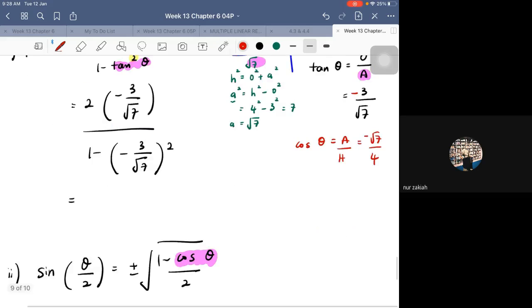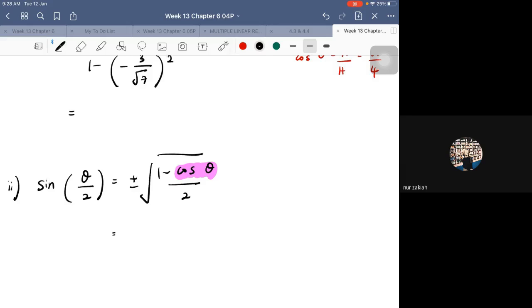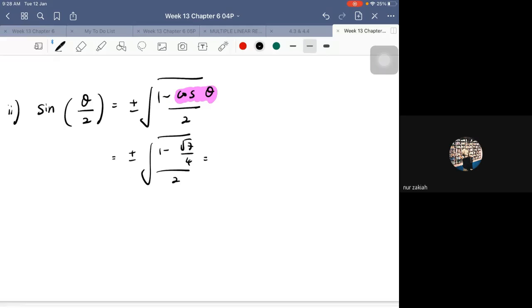So kita pun ganti nilai, we already obtained the value. So you akan dapat plus and minus 1 tolak square root 7/4 bahagi dengan 2 square root. So if I were to simplify this, I akan dapat 1 ni I tukar dia jadi 4/4. So it's going to be 4 minus square root 7 over 4 divided by 2. So dia akan jadi per 8. So this is going to be our value. And make sure you ada dua-dua nilai, positive and also the negative. So kalau you tak ada plus minus tu, I akan potong satu markah lah sebab salah. Sebab you tertinggal satu jawapan. Sepatutnya you ada satu positif, satu lagi adalah negatif. So those are going to be our answer.